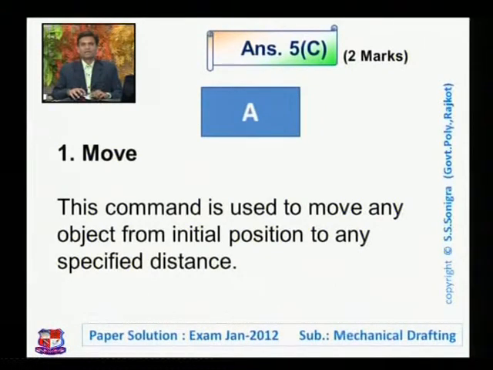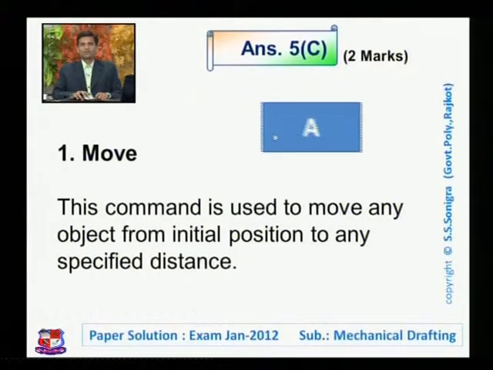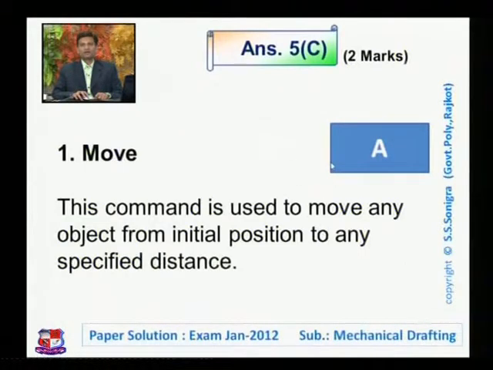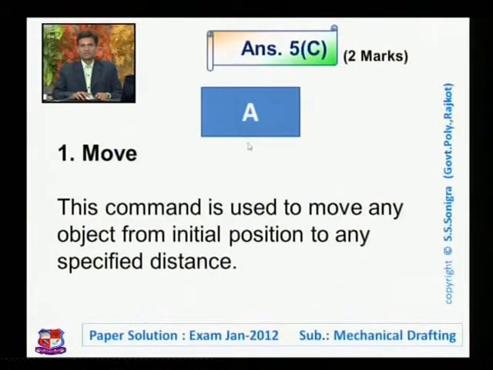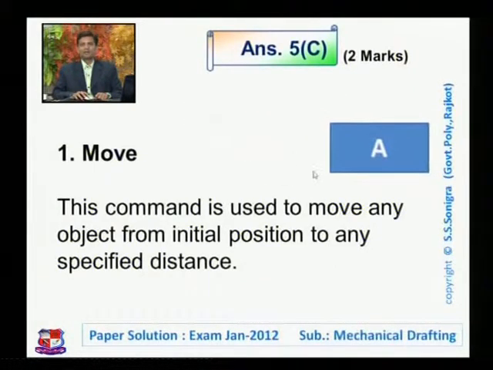For example, here object A is drawn. Earlier it is drawn like this. If you want to move it, it can be moved from here to here, like this. Here the difference between move and copy command is there. In case of copy command, the initial position remains as it is. But in case of move, this is the initial position and this is the final position.